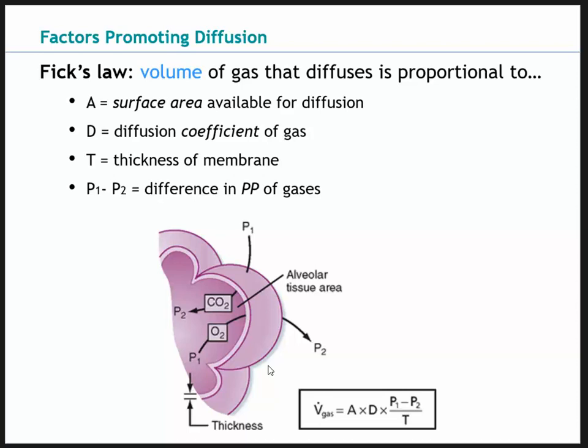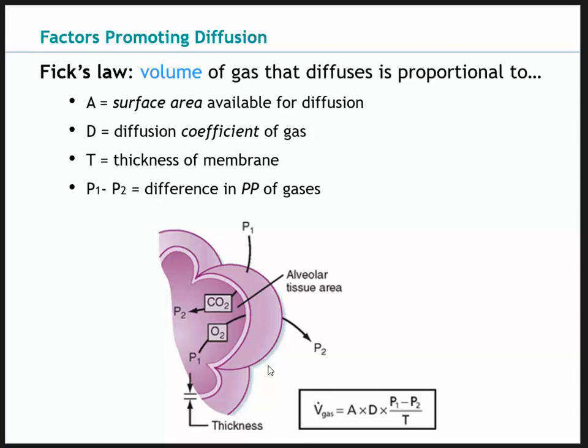The partial pressure in the alveoli is going to be 105 millimeters of mercury. The partial pressure in the blood is about 40 millimeters of mercury. If you do the math, the driving force that's pushing those gases across the membrane is a pressure of 65 millimeters of mercury.